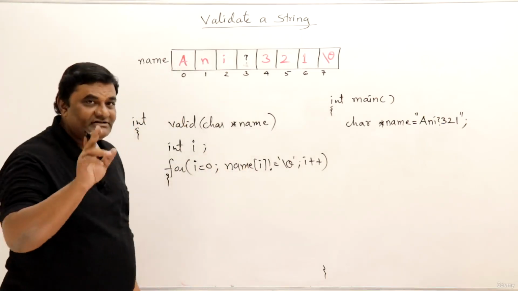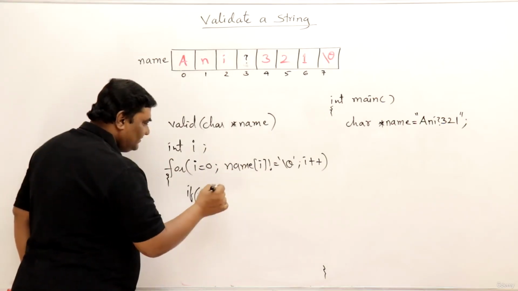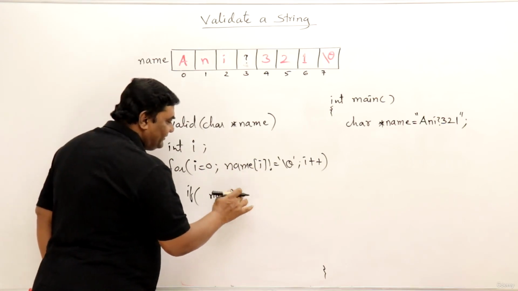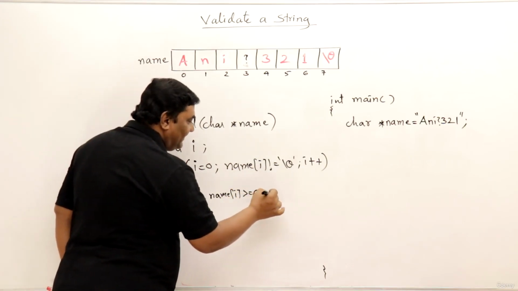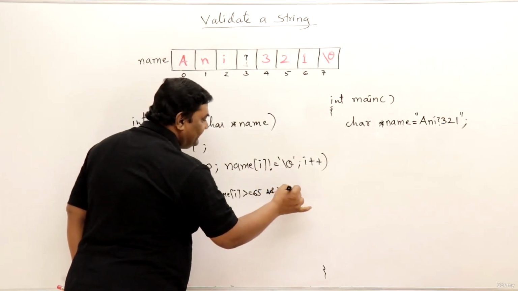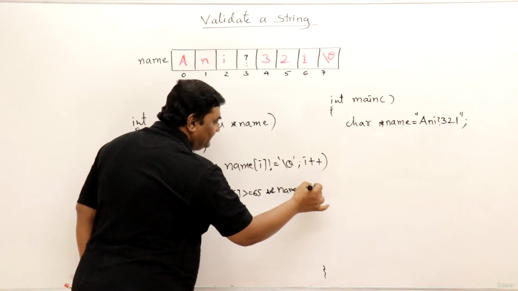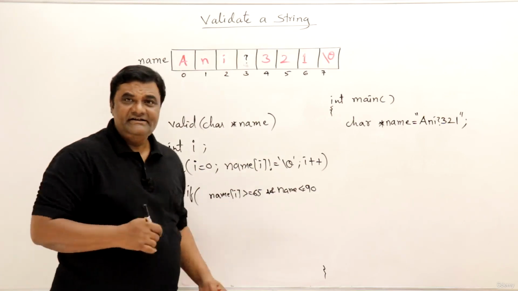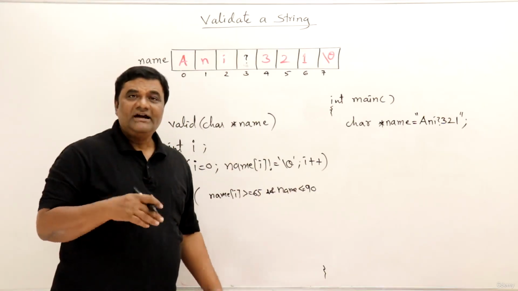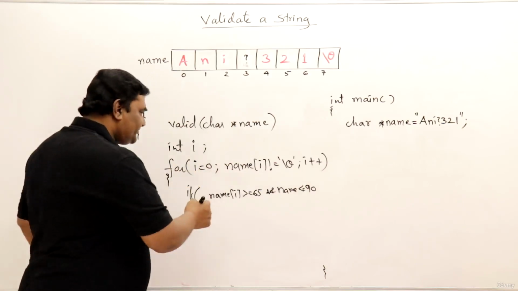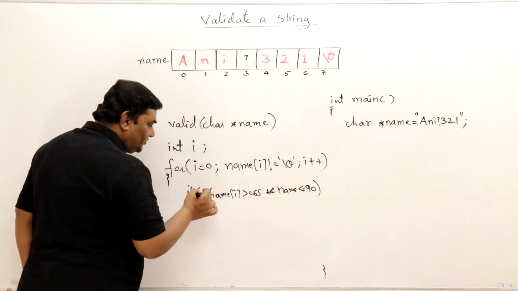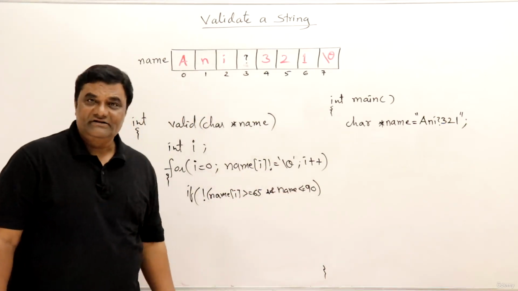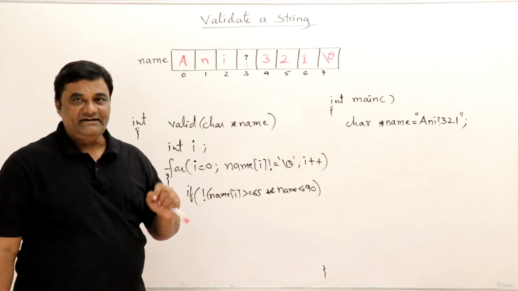So here I will write the conditions. Just watch the condition. If name of i is greater than or equal to 65 and name of i is less than or equal to 90. So what is this? This is the valid range. Yes, it is the valid range, valid uppercase. But I have to check for invalid. So instead of taking this, I should say not of this, means it is not in this range. If it is not in this range, then it is invalid.